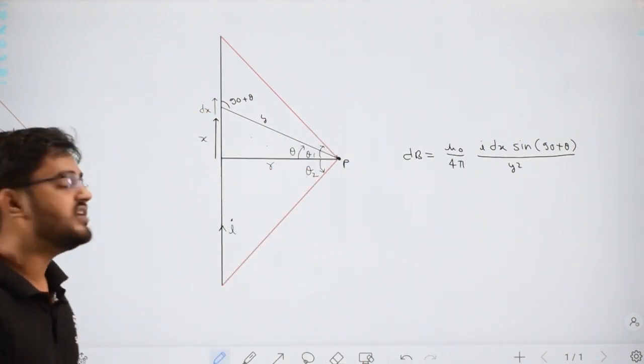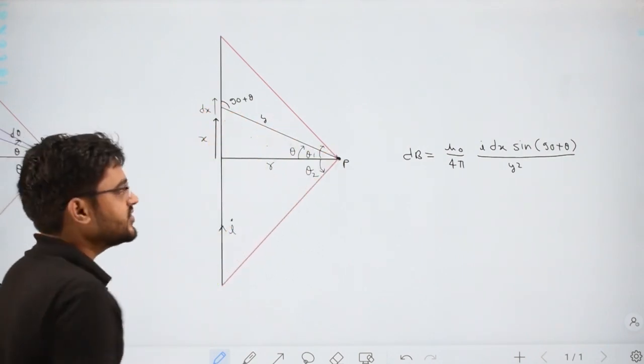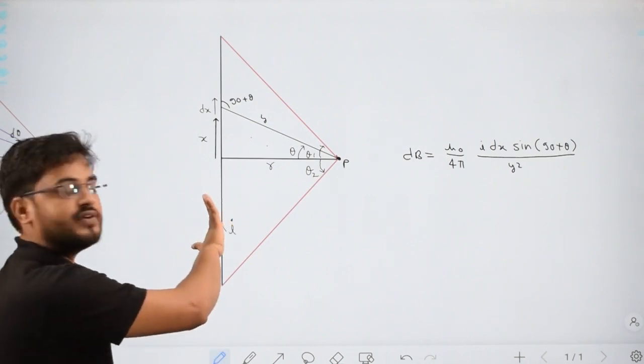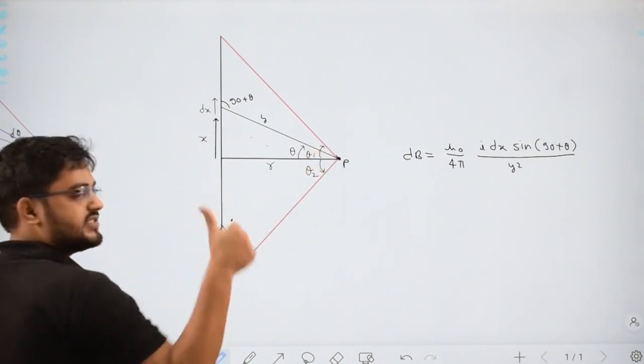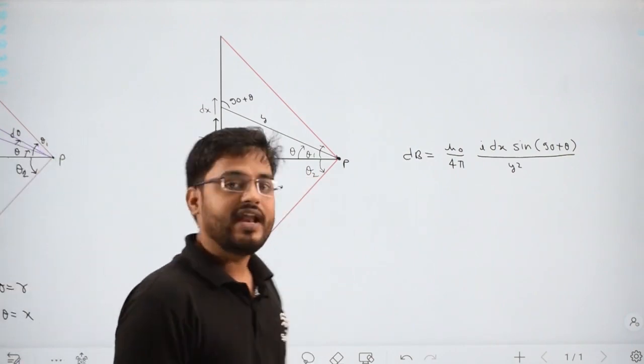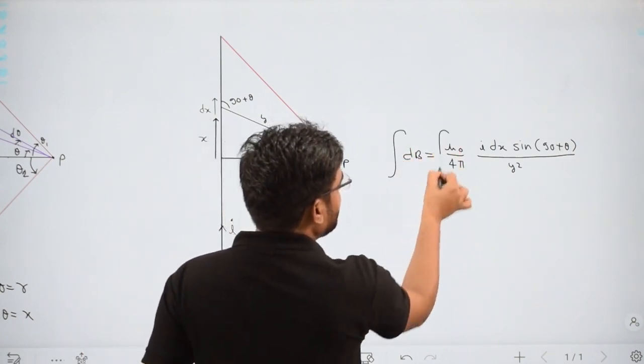What about the direction? Direction is dl cross r. So, as you can see, it is into the plane. Here it is into the plane due to any element. If you take this element, dl is always above, r is always that way. So, my thumb is into the screen, right? So, it is always into the plane. And now, I can simply integrate it to get the total magnetic field.